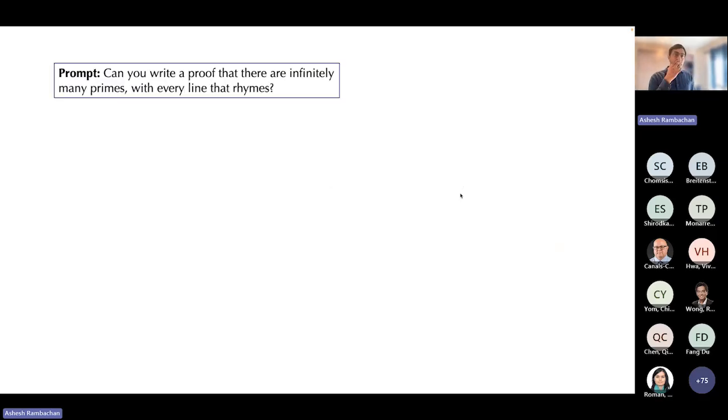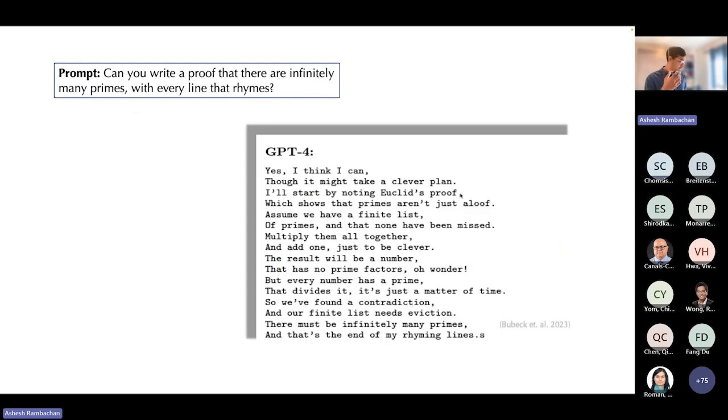And I think my favorite example of that comes from the original Sparks of AGI paper that came out in the beginning of 2023, where some researchers had early access to GPT-4. What they tried was to prompt GPT-4 to give a proof that there are infinitely many primes with every line that rhymes. And GPT-4 was already able to produce not only a valid proof, but also a pretty good poem. And you can probe, this was not anywhere on the internet. This seemed to be something that was generated wholly new by the model.